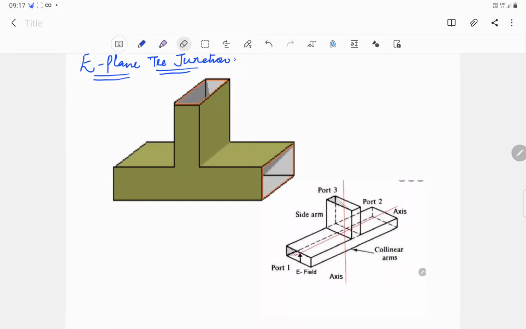I welcome you in this lecture on E-Plane T Junction. In the previous lecture, we have discussed the Plane T Junction. So today we'll discuss the E-Plane T Junction. As can be seen from figure 1, an E-Plane T junction basically is a three-port junction. Port number 1, 2, and then we have port 3. Ports 1 and 2 are collinear, and port 3 is in the side arm.